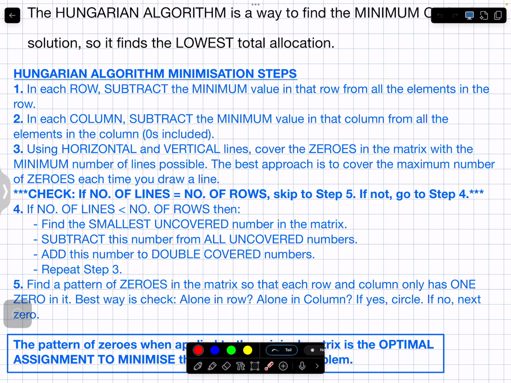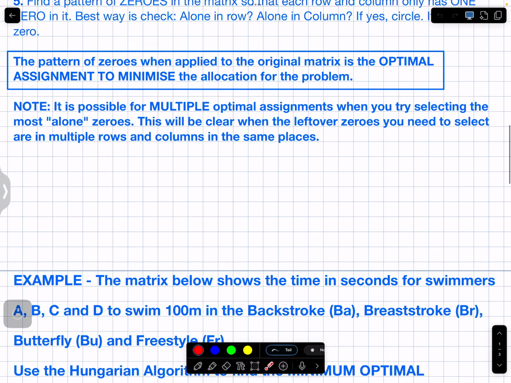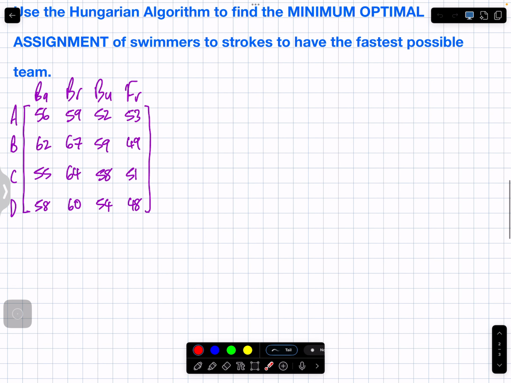It's not even maths. In each row, subtract the minimum value in that row from all the elements in the row. So we're doing rows to start off with. The top row is A. What's the smallest number? What's the minimum number in the A row? 52. So I'm going to put a little line under that. What's the minimum number in B? What's the minimum number in C? 51. What's the minimum number in D? 48. So I'm going to draw another matrix here, but that is after I've taken the smallest from each.